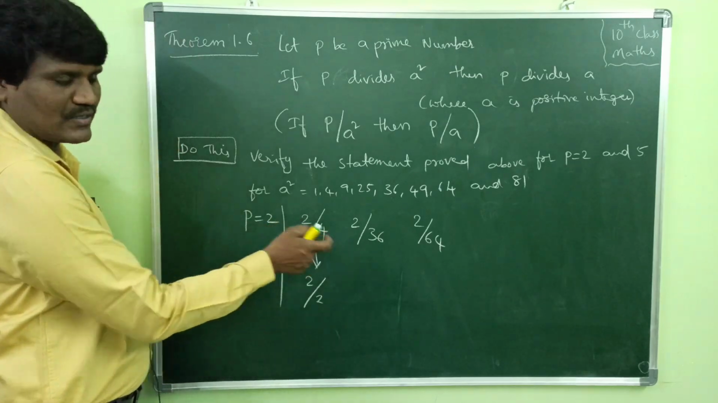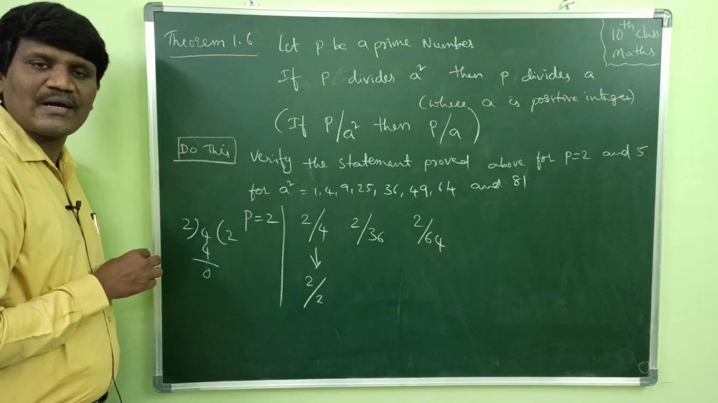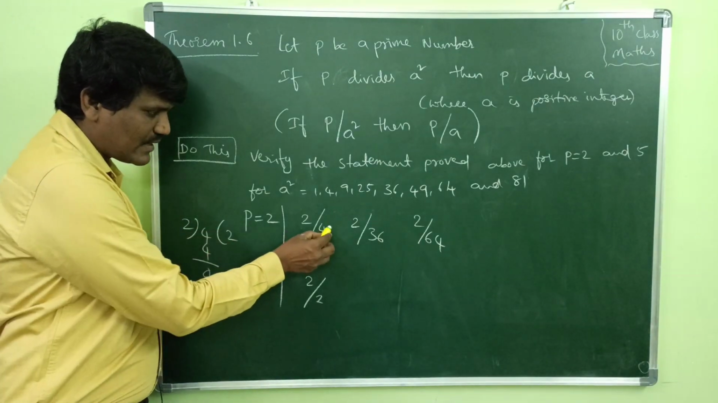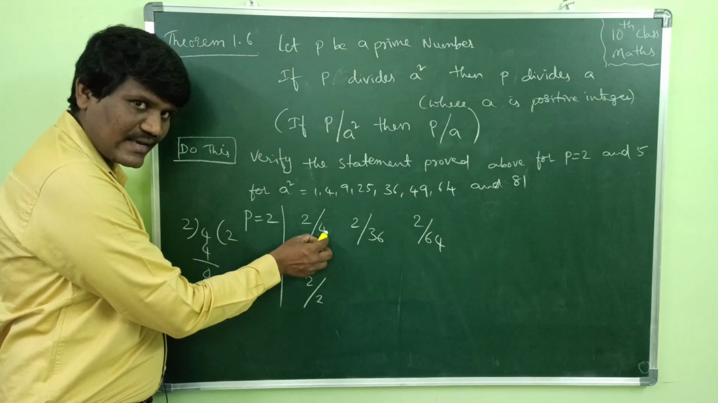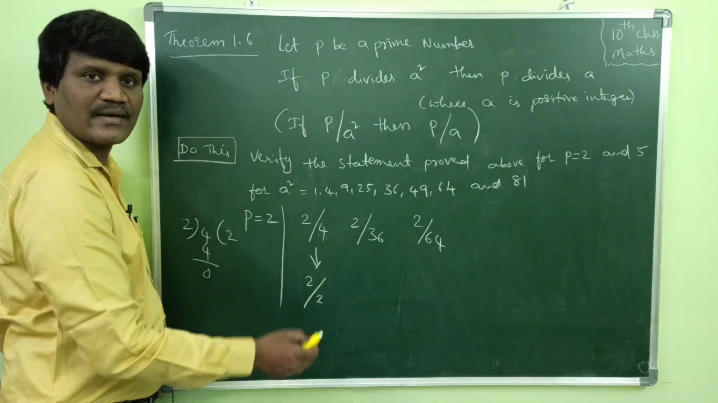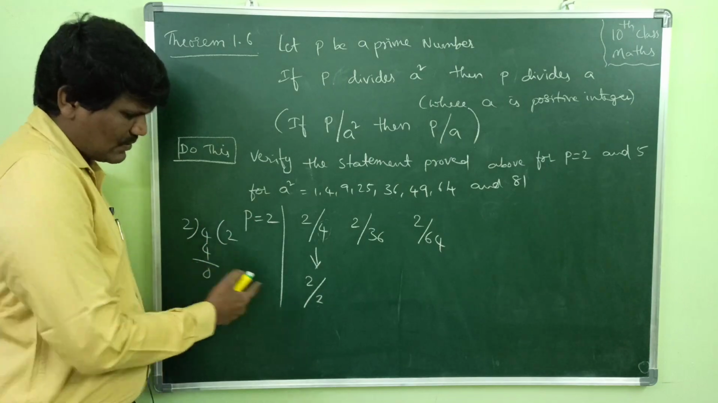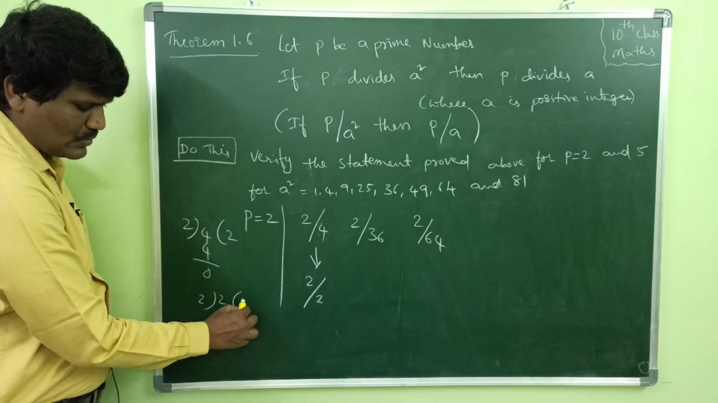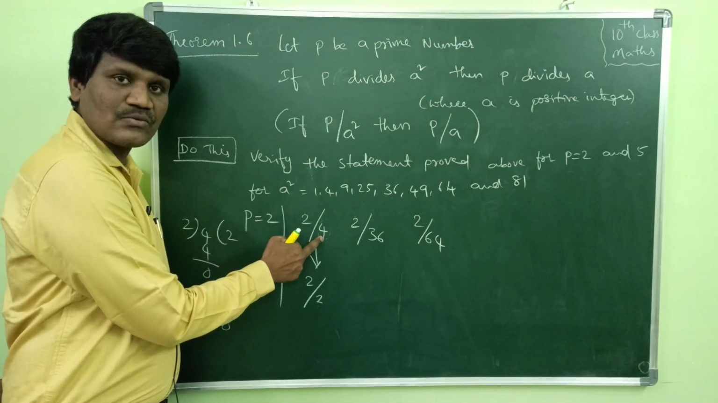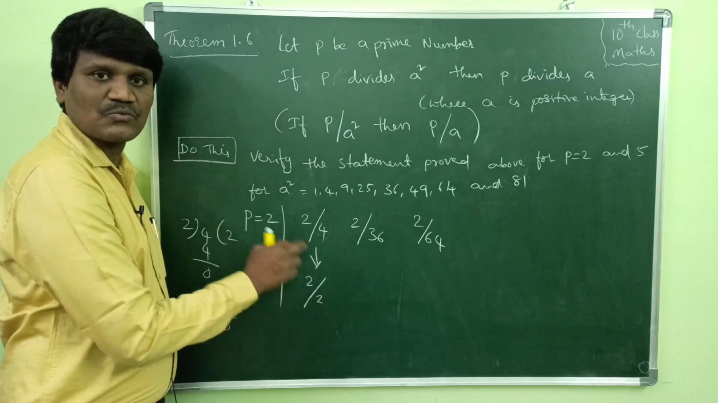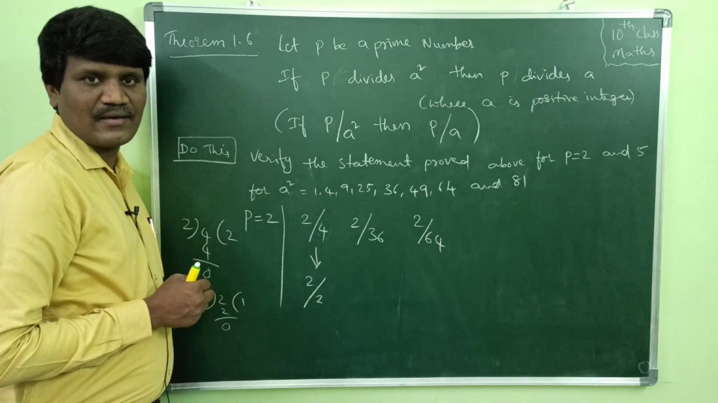2 divides 4 is nothing but what? 2 2s are 4, 0. We are getting remainder 0. So if we are getting remainder 0 for 4, which is 2 square, or we can say a square, then 2 also divides a. You know that 2 divides 2, 2 1s are 2, 0. So this one is proved, right? If 2 divides 4, 2 also divides 2. 2 divides a square means 2 divides a.